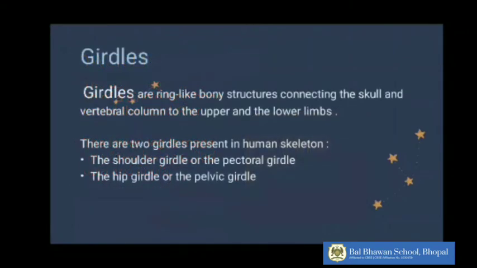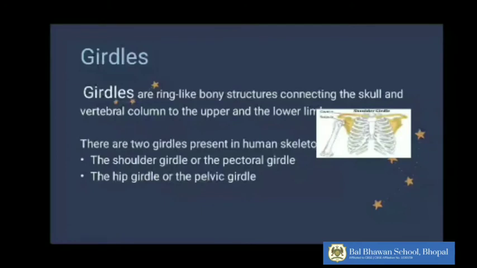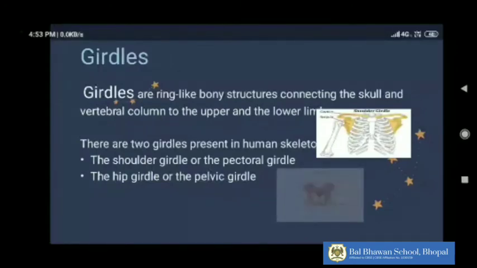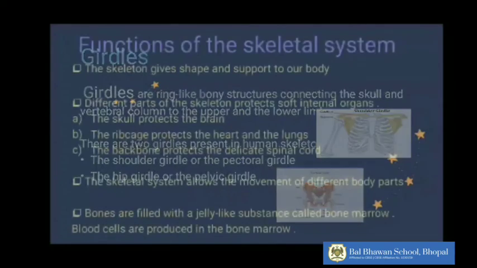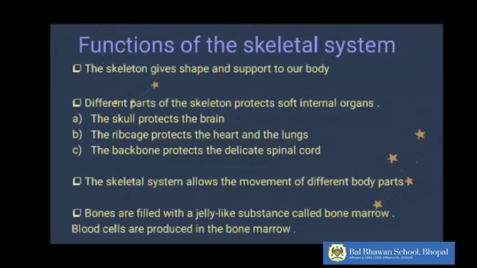Next we come to girdles. Girdles are very important for us. They are ring-like bony structures and they connect our skull and the vertebral column to the upper limb and lower limb. They connect the axial skeleton to the appendicular skeleton. There are two girdles present in human beings. One is the shoulder girdle, which is also called the pectoral girdle, and the other is the hip girdle, which is also called the pelvic girdle.